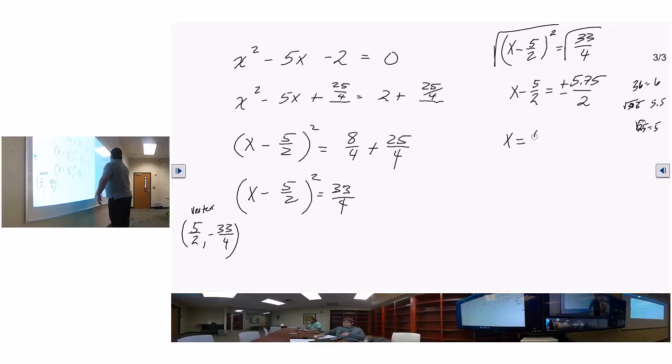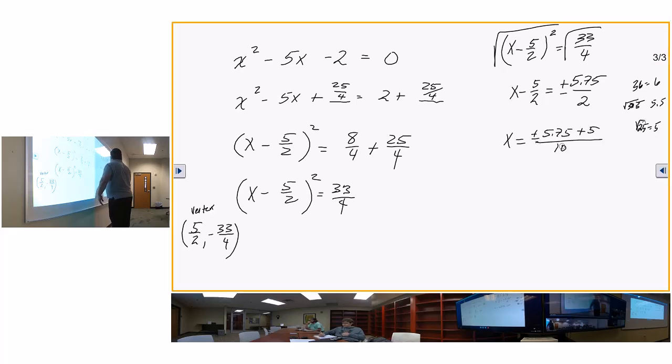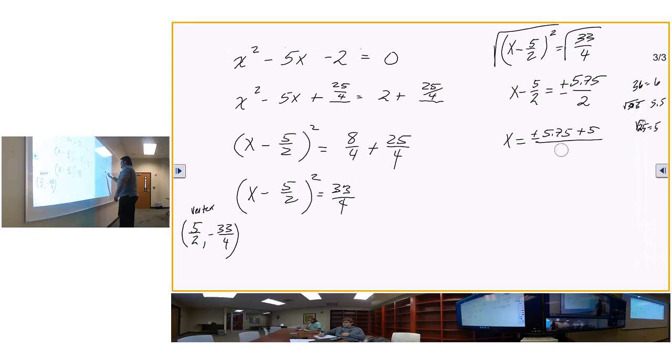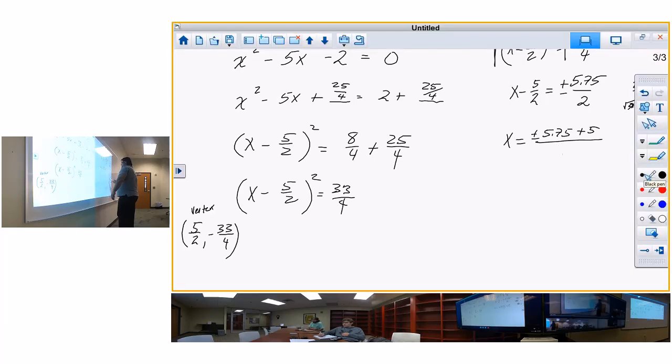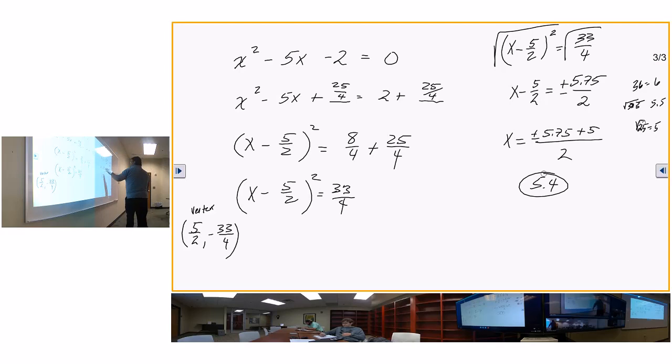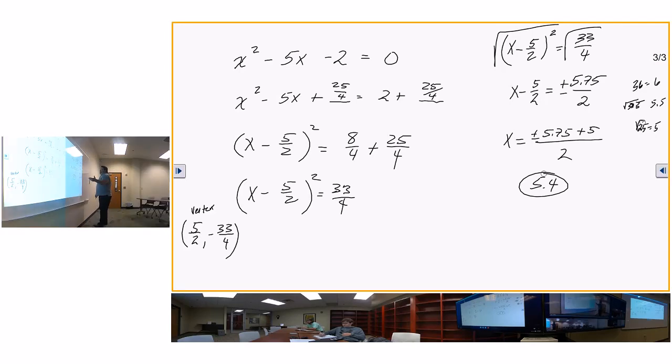x is equal to positive or negative 5.75 plus 5 divided by 10. I'm sorry, where's 10? Oh, I know, I was on the next step. You gotta watch me sometimes, I move a step ahead. 5 plus 5 is 10. That's 2. All right, now, what's 5 plus 5? 10. What's half of 10.8? 5.4. 5.4 is one x-intercept. Negative 5.75 plus 5 is negative 0.75. Half of that is about 0.4, so negative 0.4.